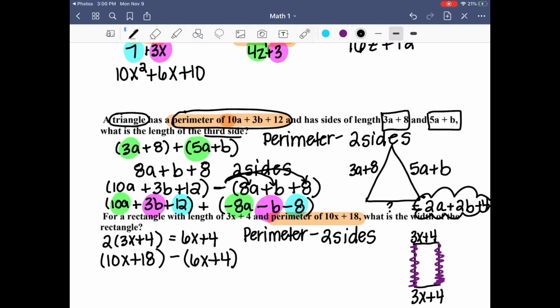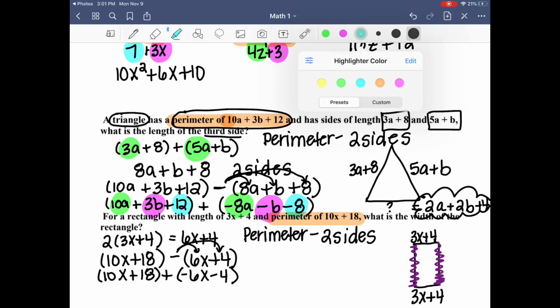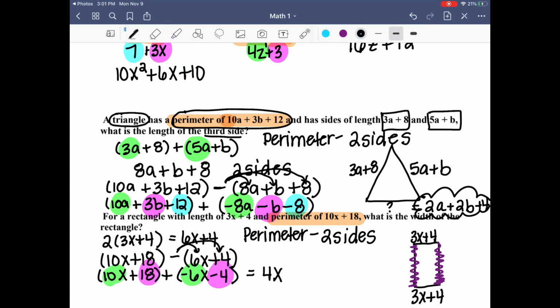And that's going to leave me the 2 sides in purple that I've highlighted. So distribute that negative. So we have 10x plus 18 plus negative 6x minus 4. And then we're going to do some combining of like terms. So I have 10x and negative 6x. So that's going to give me 4x. And then I have 18 and negative 4, which is going to give me plus 14.